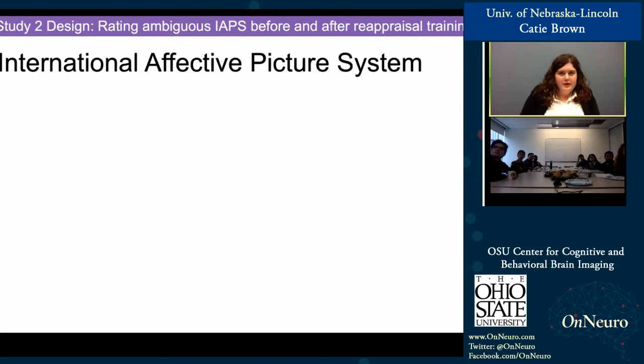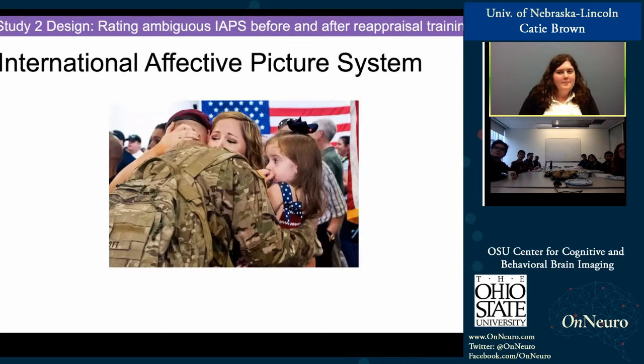So in a new sample of 31 participants, we used the same methods, except instead of faces, we used images from the International Affective Picture System, or IAPS. So for instance, this isn't one of the actual stimuli because I was afraid of copyright infringement. So this is just one that looks like one of the stimuli, where it's unclear whether this is a tearful goodbye or a tearful reunion. So initially you might see the negative side of it because there was a separation. But if you were to reappraise, maybe you'd see the good thing that, at this point in time, that person is with their family.